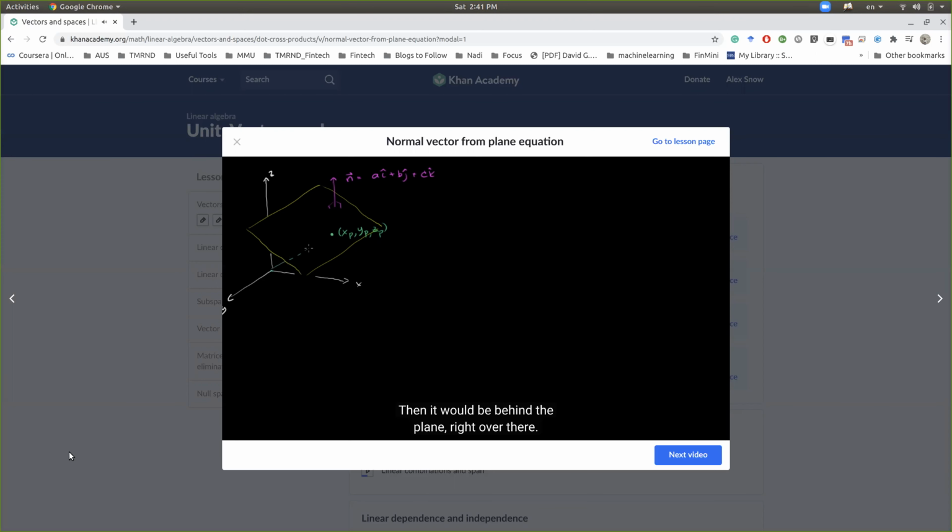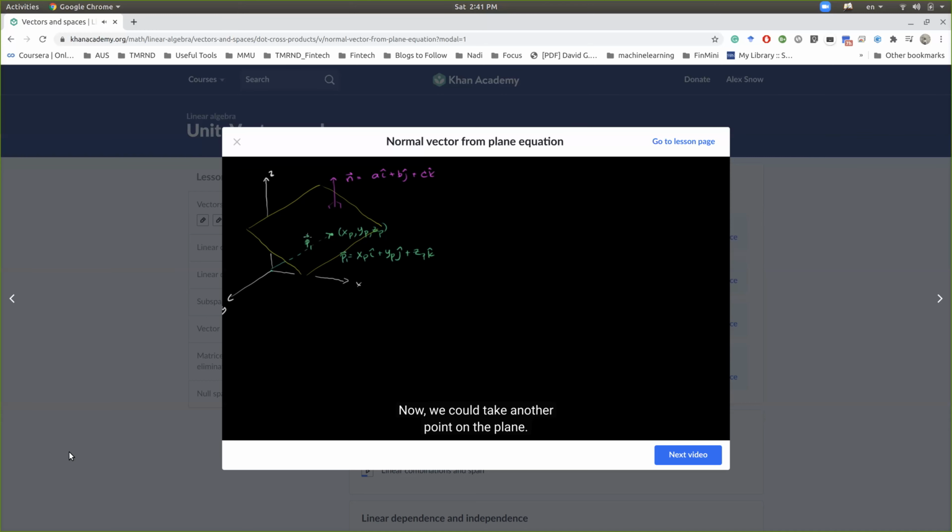Then it would be behind the plane right over there. You have a position vector. That position vector would be xp i plus yp j plus zp k. It specifies this coordinate right here that sits on the plane. Let me call that position vector P1. So this is a point on the plane, so it is P1 and it is equal to this.